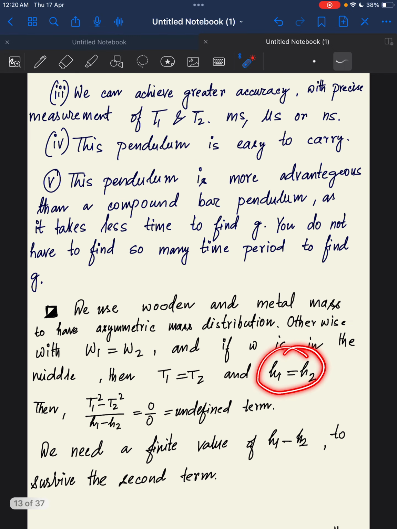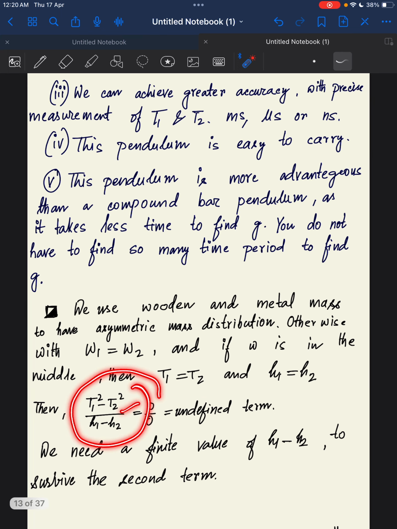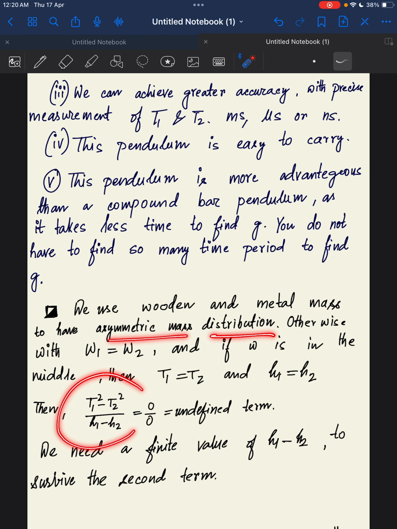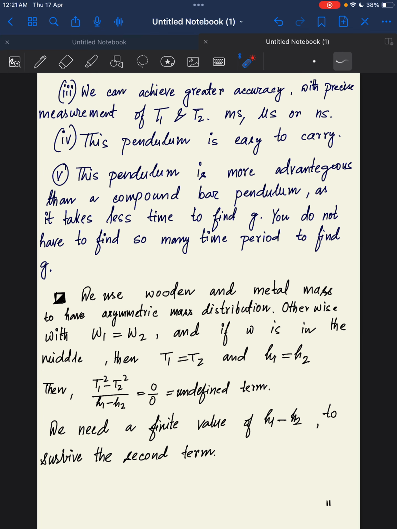So H1 is equal to H2, and if we are precise enough, then T1 will be exactly equal to T2. Then the term T1 square minus T2 square over H1 minus H2 will be 0 by 0. So this will be undefined. That is why we deliberately choose an asymmetric mass distribution, so that this term survives. We need a finite value of H1 minus H2 to keep the second term. That is why there is a wooden mass and a mass of metal.